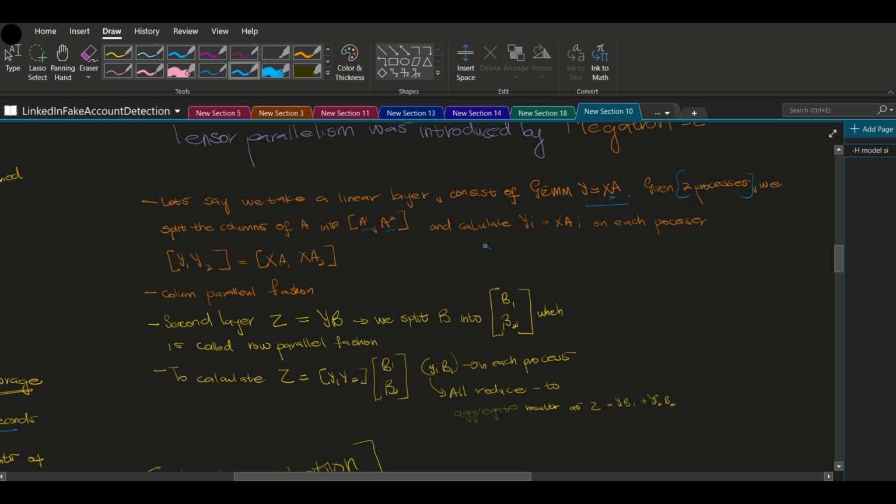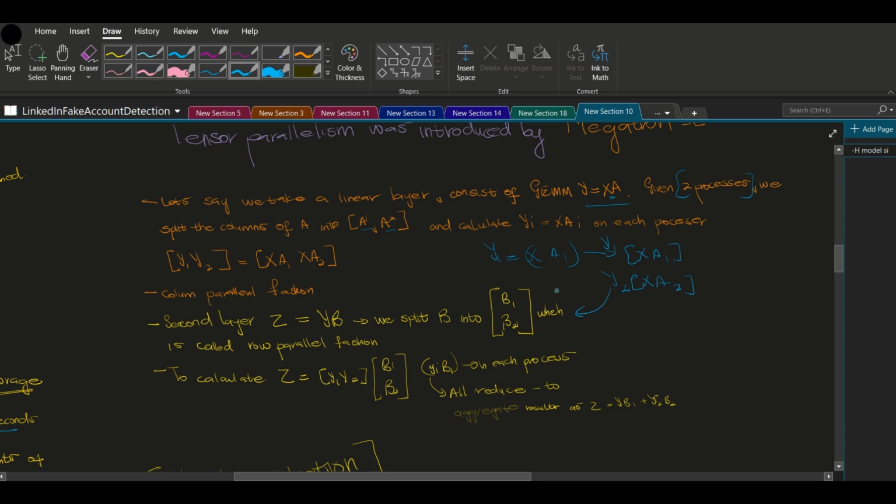Then we calculate yi in one process. So we're going to have xai in one process. On each process, we end up having something like xa1, and we end up having xa2. So this is going to be y1 and y2, right?